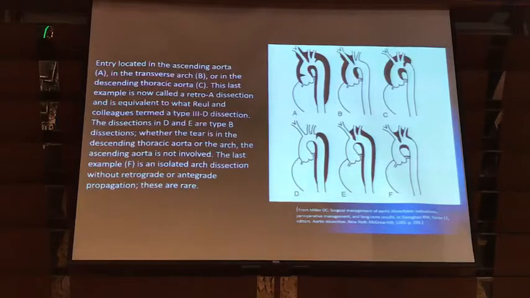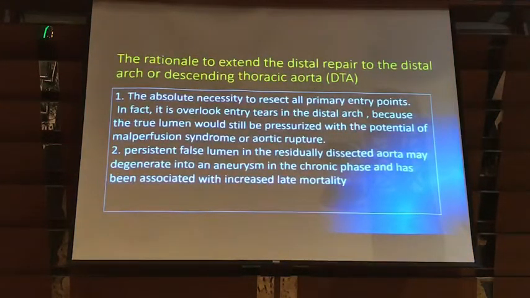And because of, you see that actually in the extension and the entry tear in the dissection is a lot of variety. So when you correct the entry tear and also you try to redirect the flow, sometimes you have the patent distal false lumen. When you have the entry tear and you don't exclude the entry tear, maybe the flow still going to the false lumen, then maybe pressurize the true lumen and also obliterate the true lumen and produce the malperfusion syndrome or maybe induce the rupture in the future.